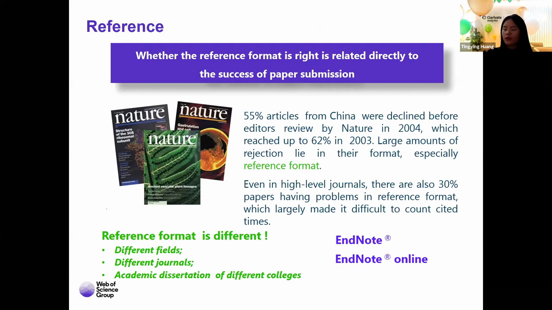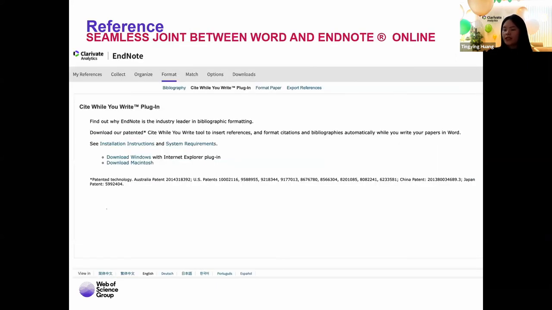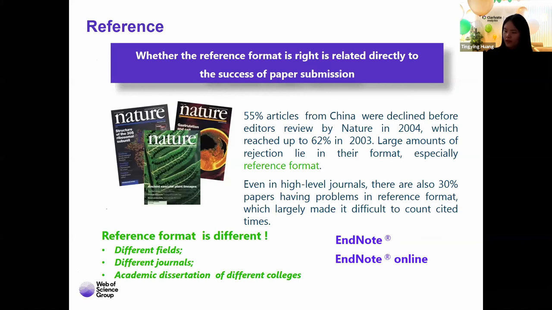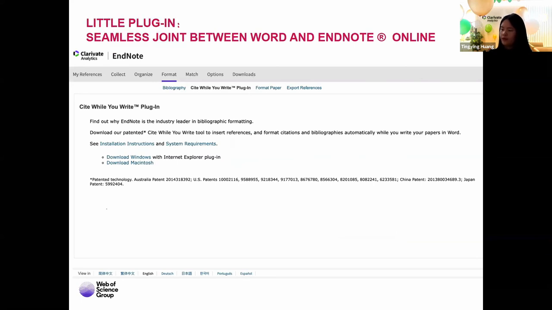Whether the references format is right or not is related directly to the success of paper submission. A number of journal editors have mentioned that some authors and researchers from China have problems in references formatting, which directly influence the success of paper submission. And we know reference formats are very different in different journals and different research fields. Here, EndNote helps us to automatically insert, format, and sort references according to the requirements of journals, which would save us tons of time.